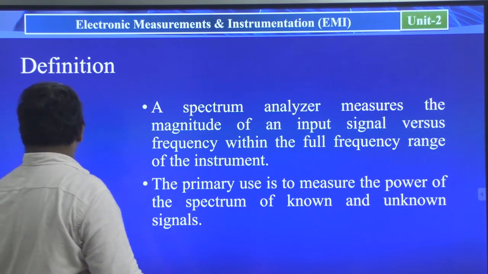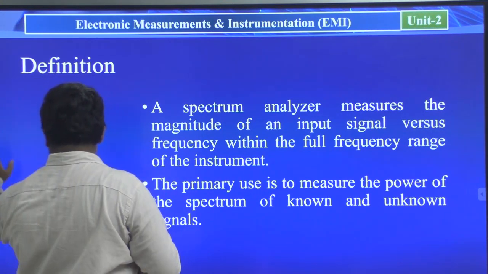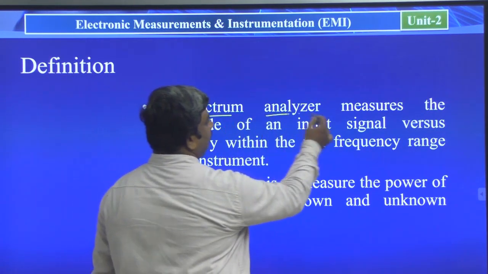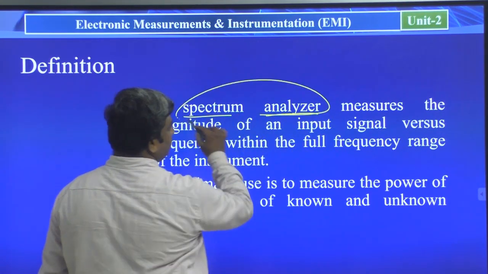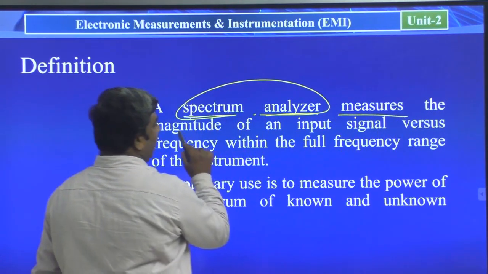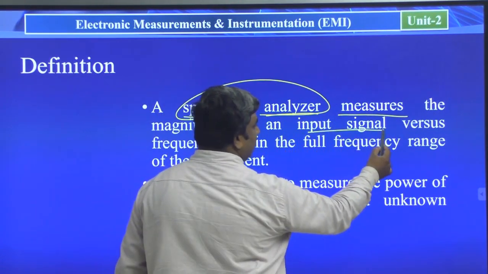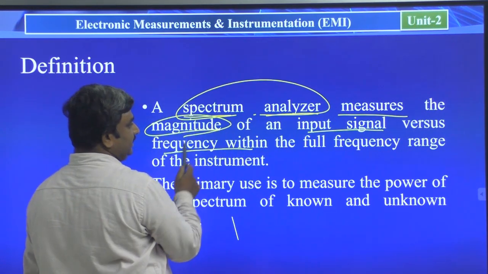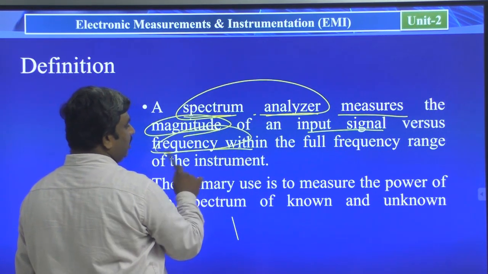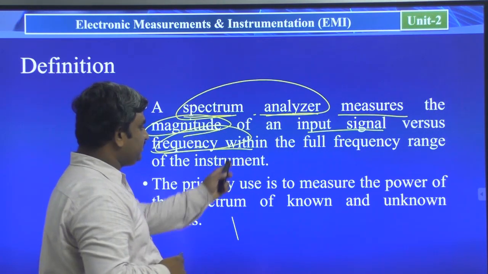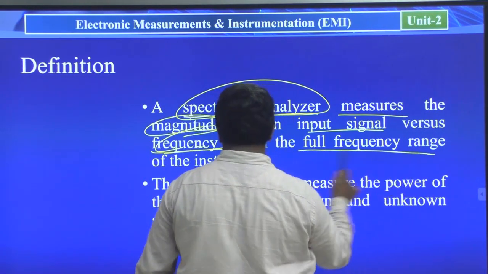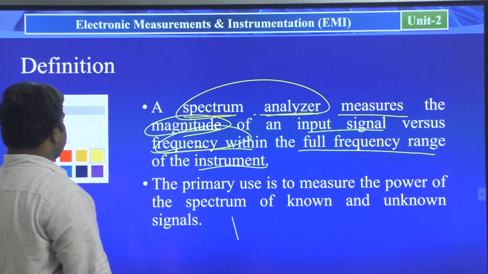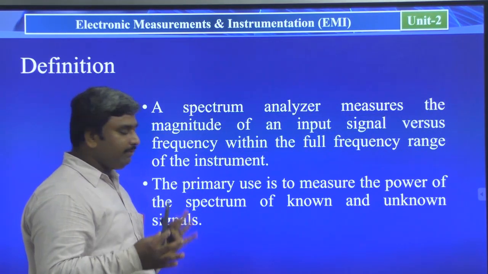So see here once again the definition. A spectrum analyzer measures the magnitude of an input signal versus frequency, within the full frequency range of the instrument. So this is the definition of the spectrum analyzer.